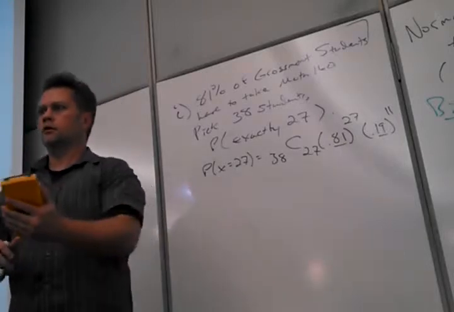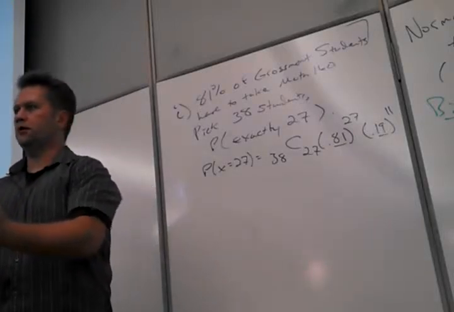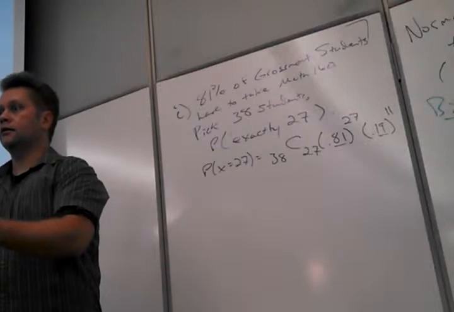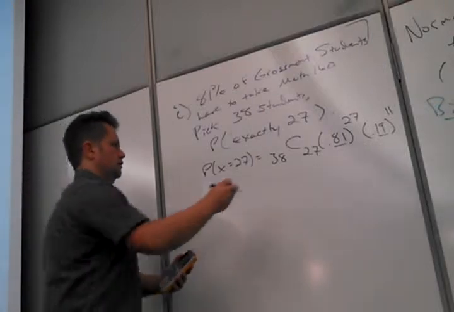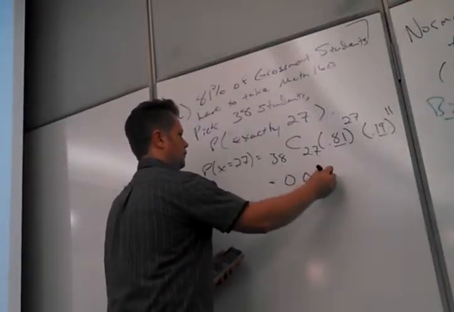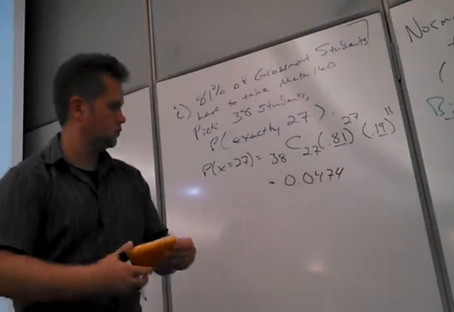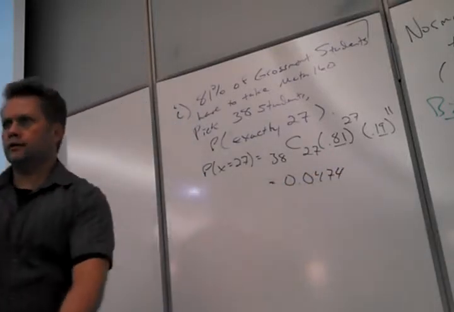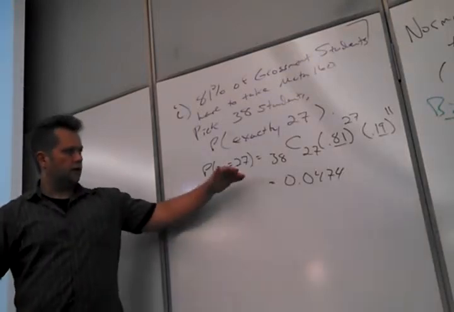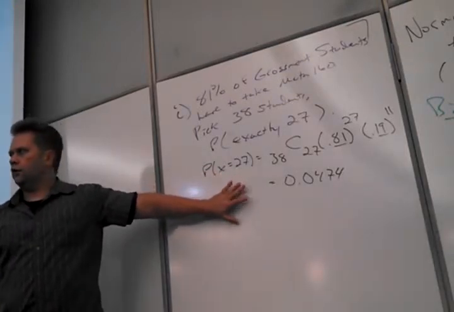All right. Let's compare them. What do you guys get? 0.1473. Good. 474. Cool. All right, so that's a little review. That's what I mean when I say the probability formula for binomial.